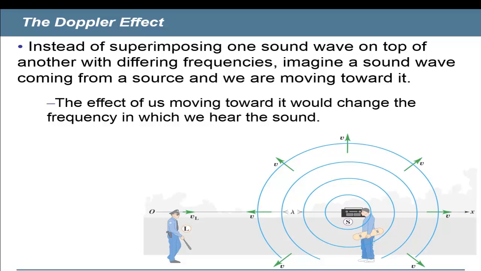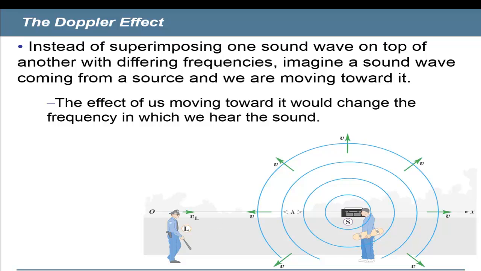And so let me denote these here. This S will denote source, and this L will denote listener. So we have the source and the listener here that we'll use in our equations. But the effect of moving towards it would change the frequency in which we hear the sound. The faster we move towards it, the more we change the frequency, right?